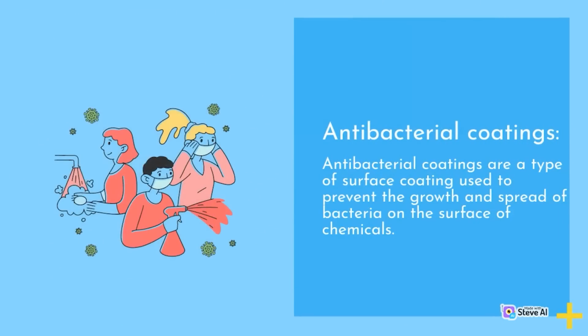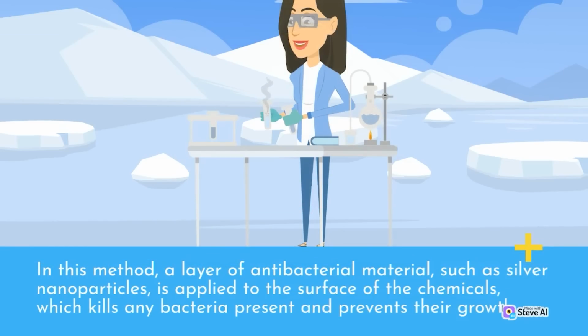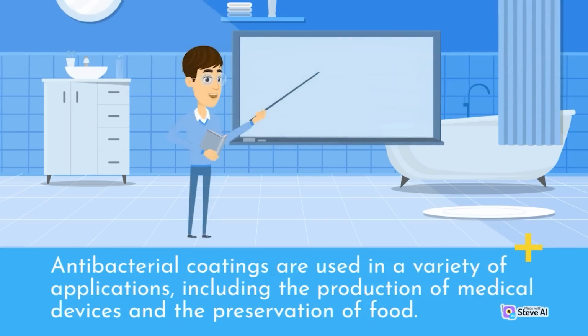Antibacterial coatings. Antibacterial coatings are a type of surface coating used to prevent the growth and spread of bacteria on the surface of chemicals. In this method, a layer of antibacterial material, such as silver nanoparticles, is applied to the surface of the chemicals, which kills any bacteria present and prevents their growth. Antibacterial coatings are used in a variety of applications, including the production of medical devices and the preservation of food.